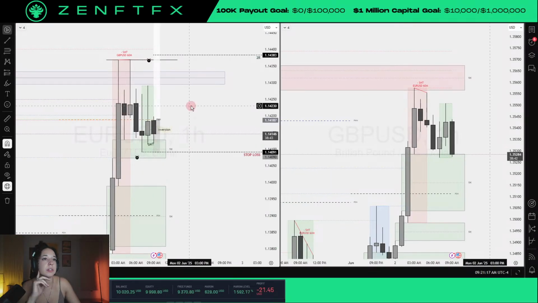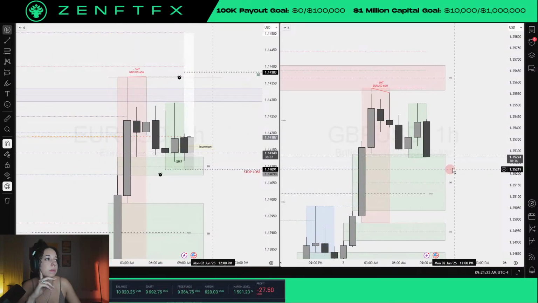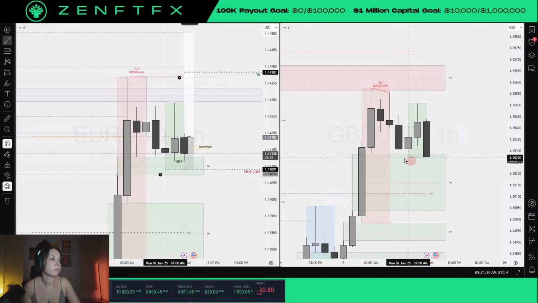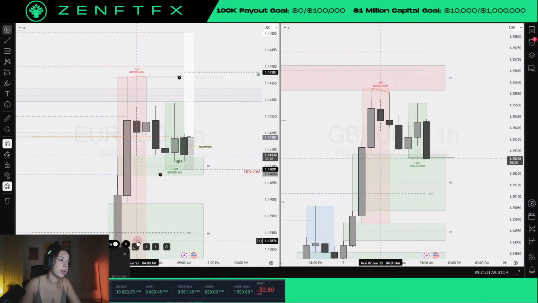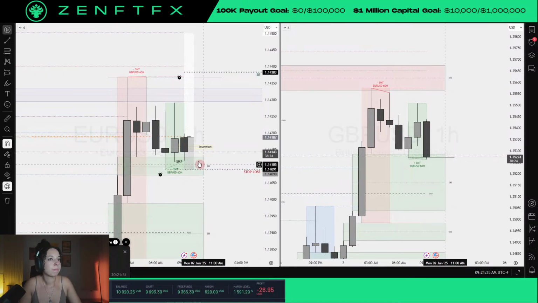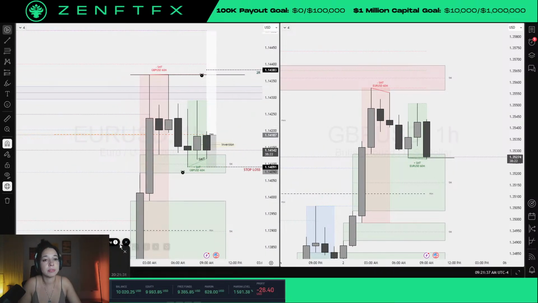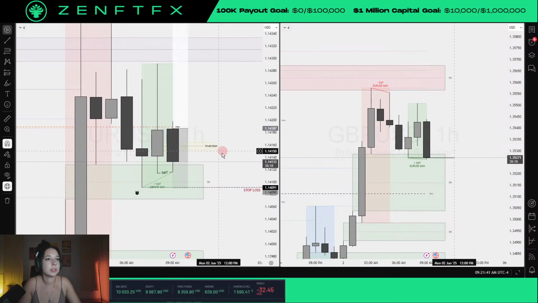All right, we gotta watch this trade. Okay, GBP USD is also giving me these bullish signals, but it also could just continue. Yeah, there we go. GBP just gave us that, but Euro USD could just be following through, so just gotta wait and see.